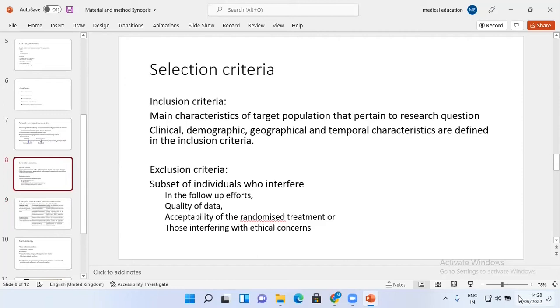Whom will you exclude from your study? Whom will you not include in your study? So these are the subsets of individuals who interfere in the follow-up of efforts, then in the quality of data, the acceptability of the randomized treatment, and those interfering with the clinical concerns. So those individuals who are going to alter your study results should be excluded.